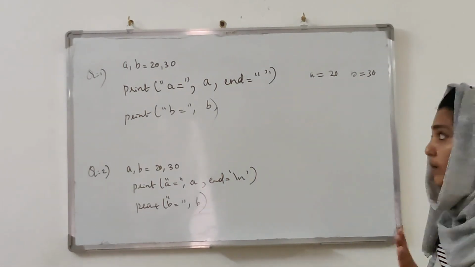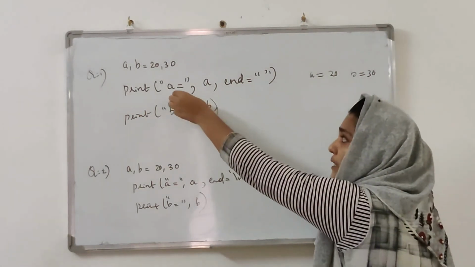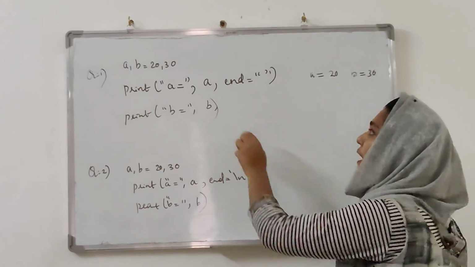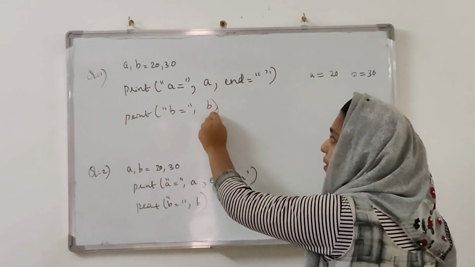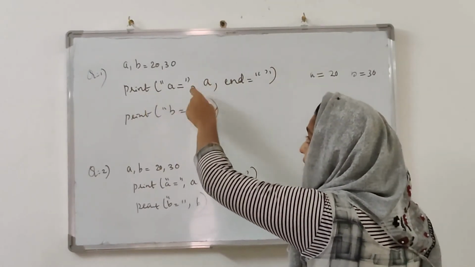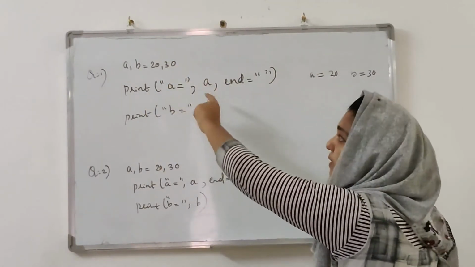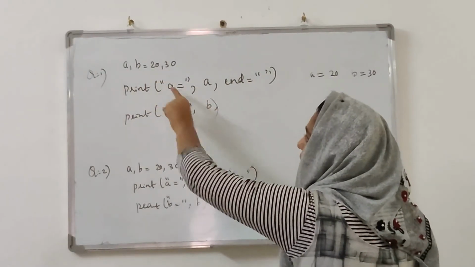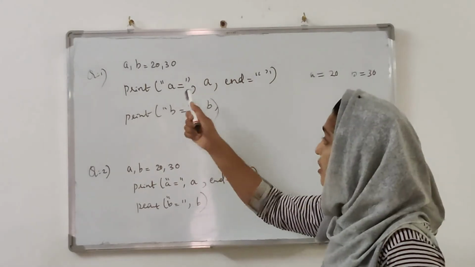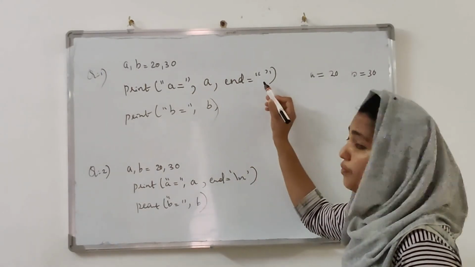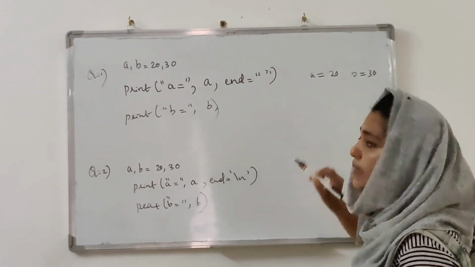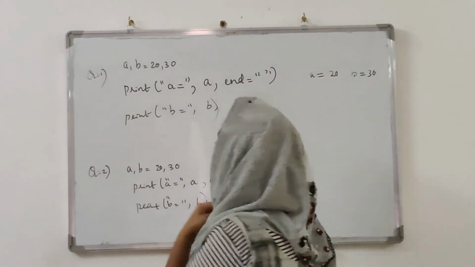So the thing to remember is whatever we give inside single or double quotes will display on the screen as it is. And if the variables A and B are used like this inside the print statement, it means we are fetching that value. What is the value of A here? 20, and B, 30. So end is what? End means at the end of the print statement, whether we need any symbol or any other thing. Here I want a space. So space comes.